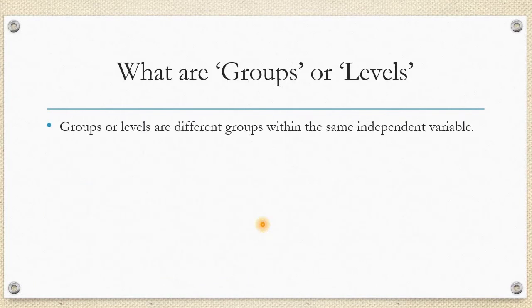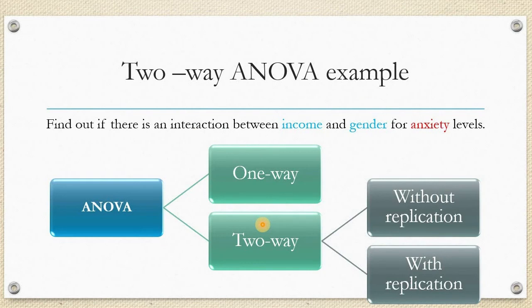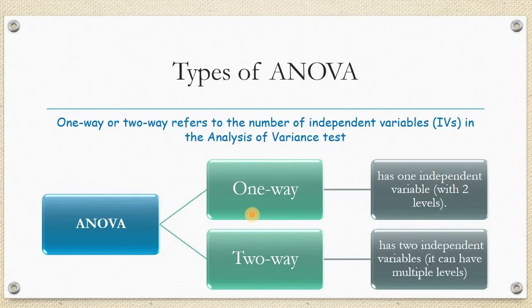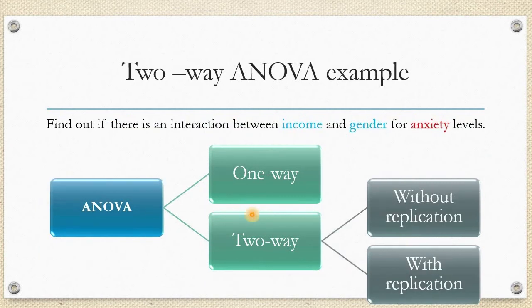Now the remaining part is how many types of ANOVA there are. There are two types of ANOVA, which are obviously one-way and two-way ANOVA. In the case of one-way ANOVA, we have only one independent variable with two levels, and two-way ANOVA is named so because it has two independent variables, and those can have multiple levels as well. The example that we had taken had only one independent variable, so it was a one-way ANOVA. Now what is an example of two-way ANOVA?